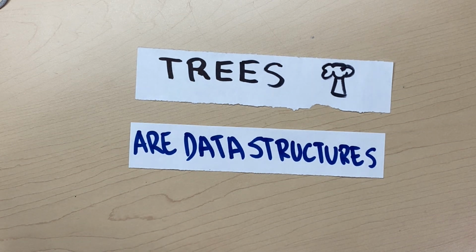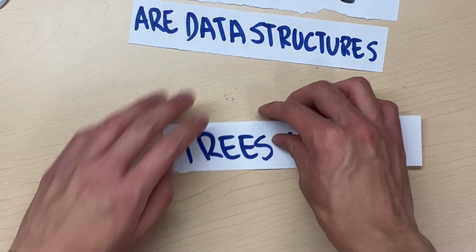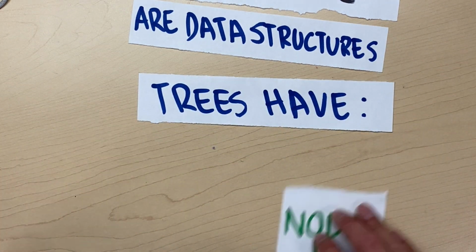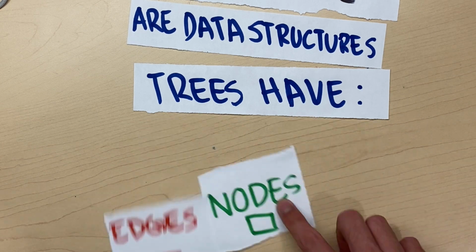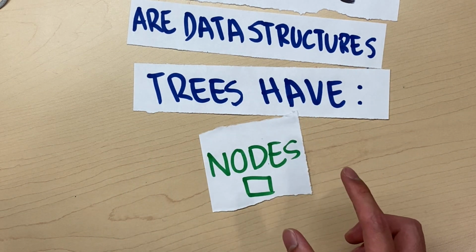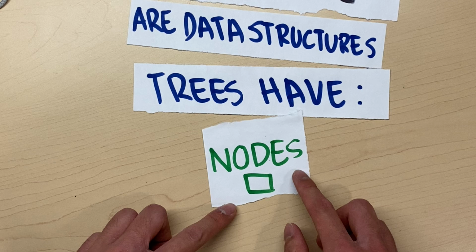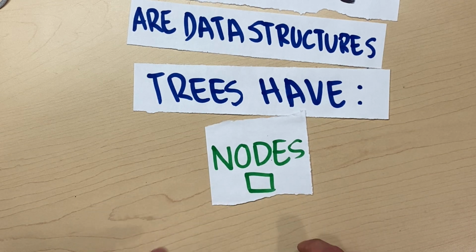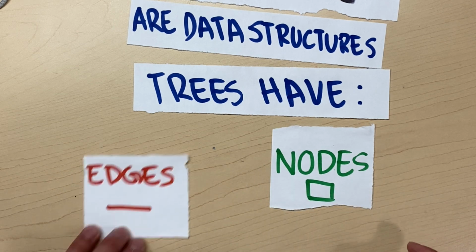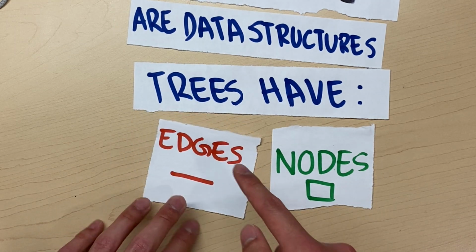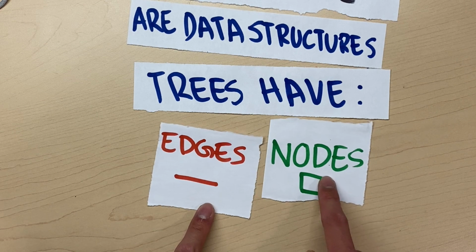With trees, they have two main things: they have edges and they have nodes. Nodes are the things that actually hold the data, and we typically represent them as a box. These nodes are connected to other nodes via something called edges, which are just like the lines connecting the nodes together.